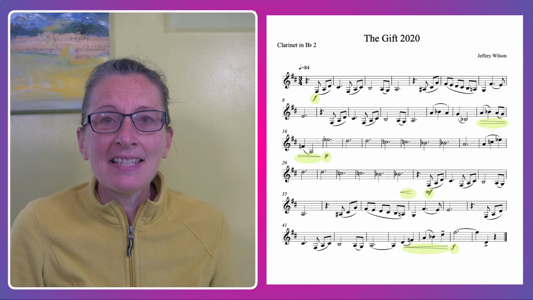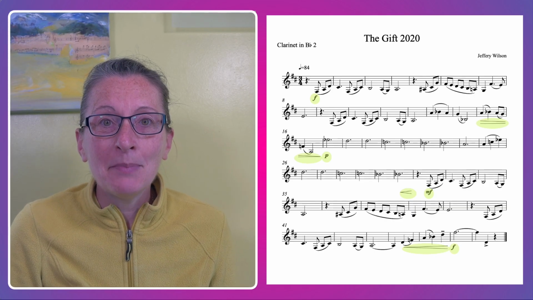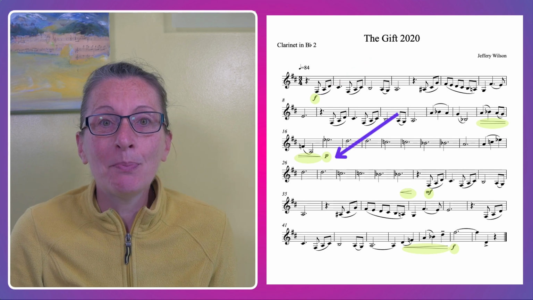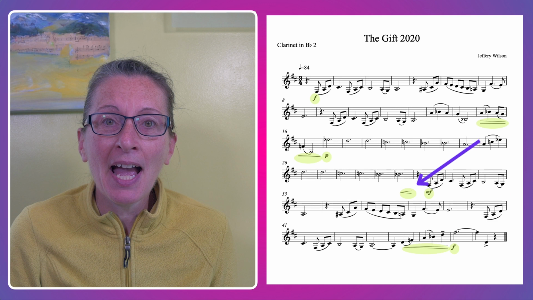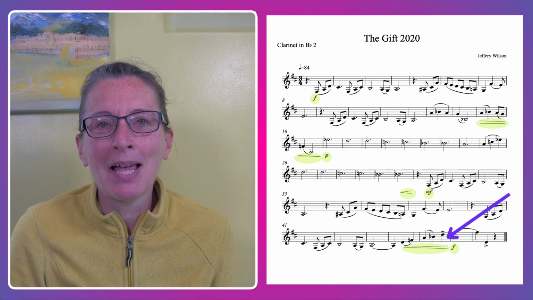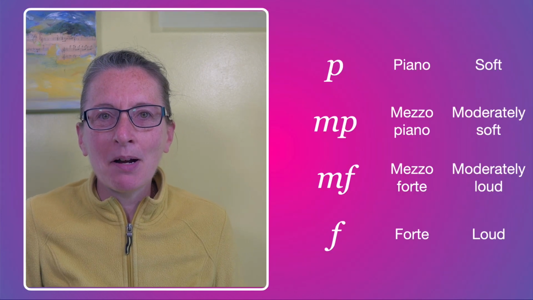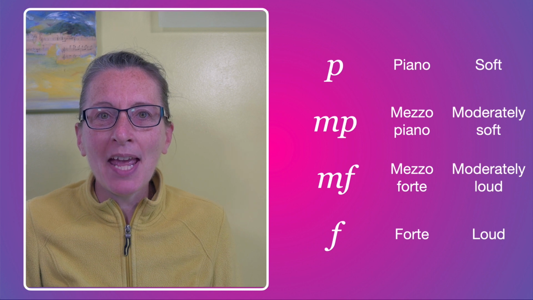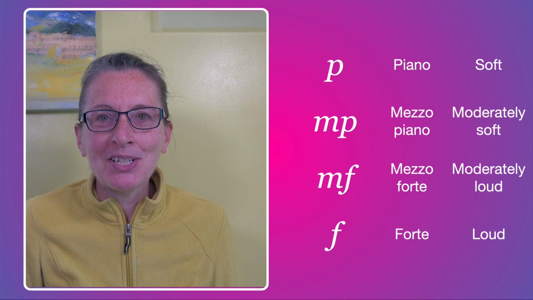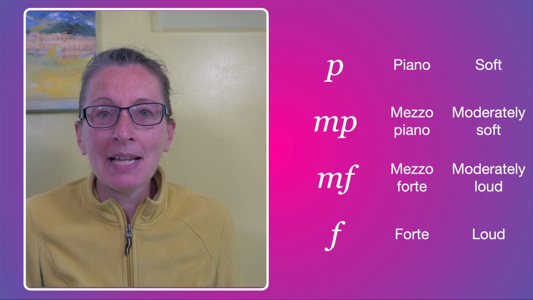So let's start with what are dynamics in music. For those not in the know, dynamics is the collective word used for performance directions that relate to how loud or softly you should play. There are 2 main dynamic markings, P, which is an abbreviation for piano and means to play softly, and F, which is short for forte, meaning to play loudly.